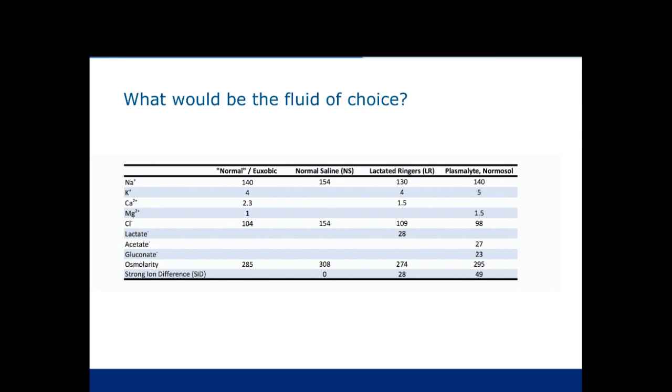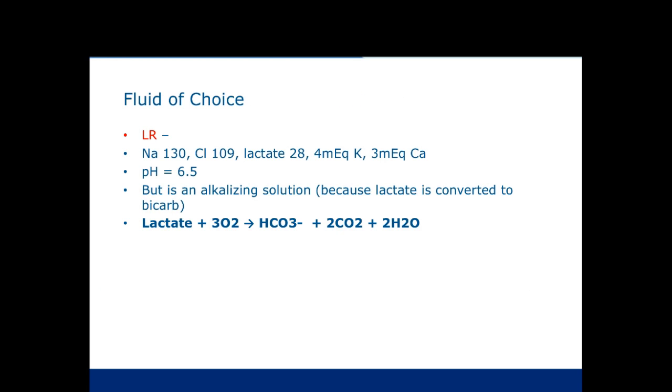So what would be the fluid of choice? Let's go back to this chart. What would you give that patient? Remember, they have metabolic acidosis. We give normal saline or LR. Remember, LR has lactate and potassium in it. So in this case, we would do LR.